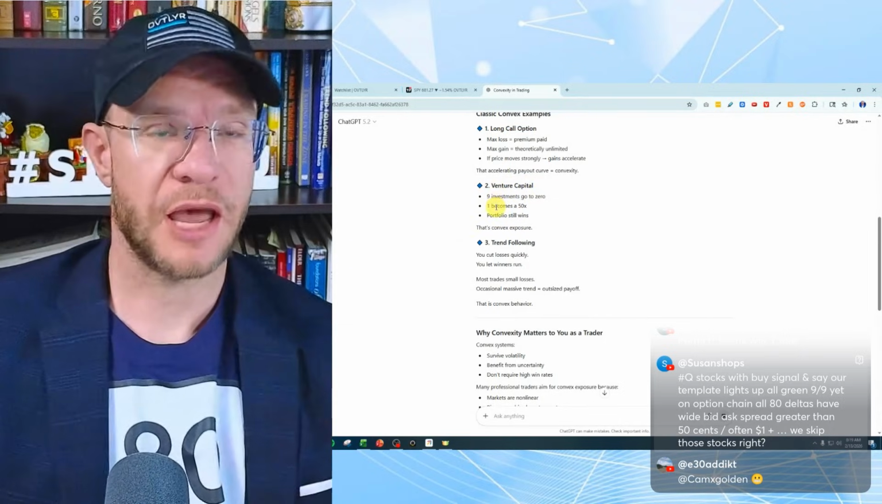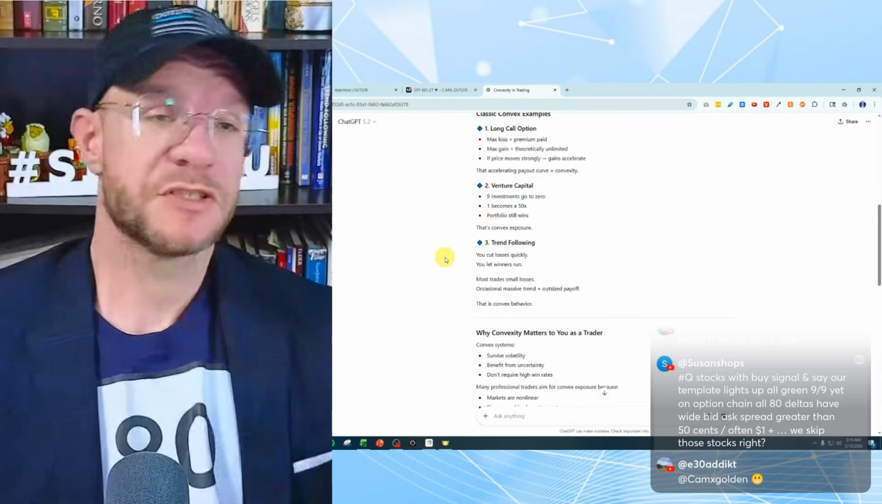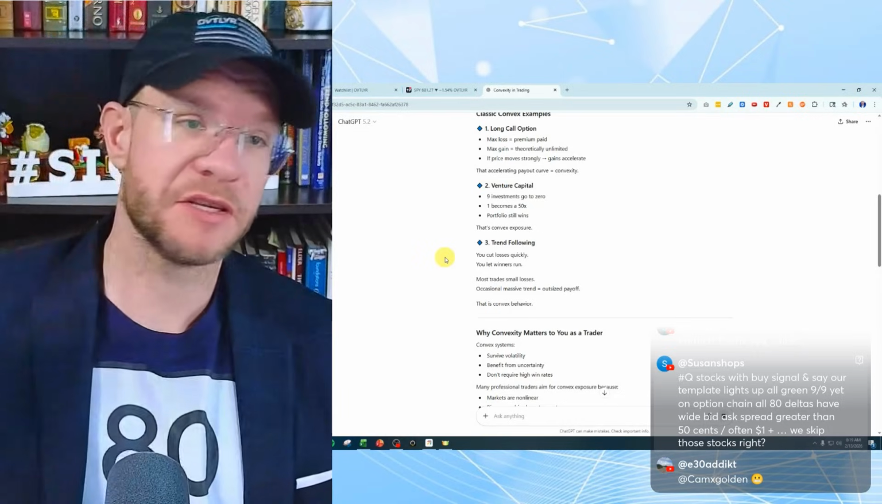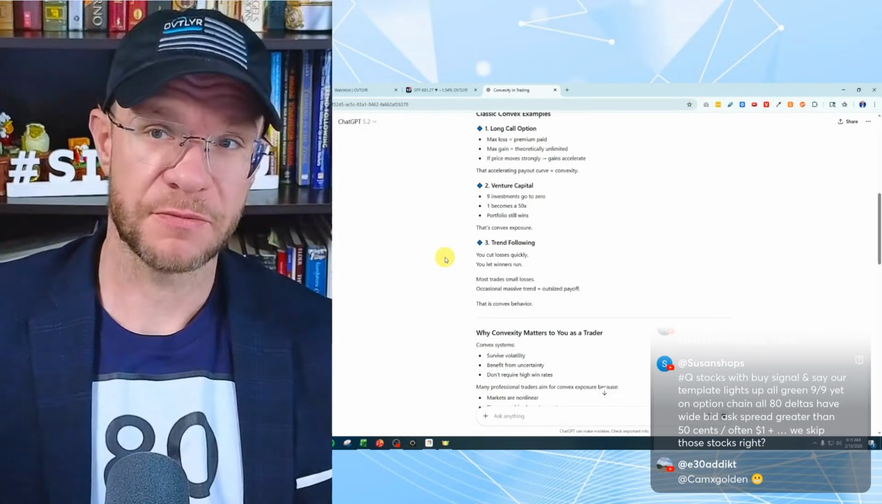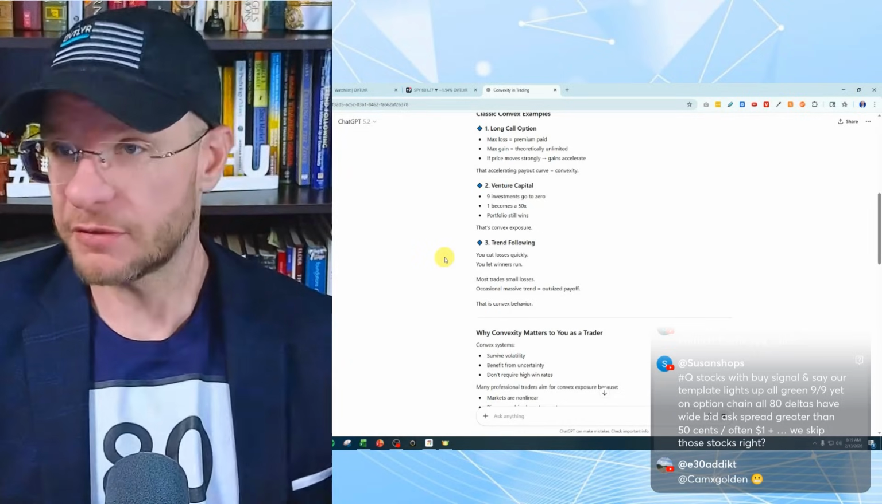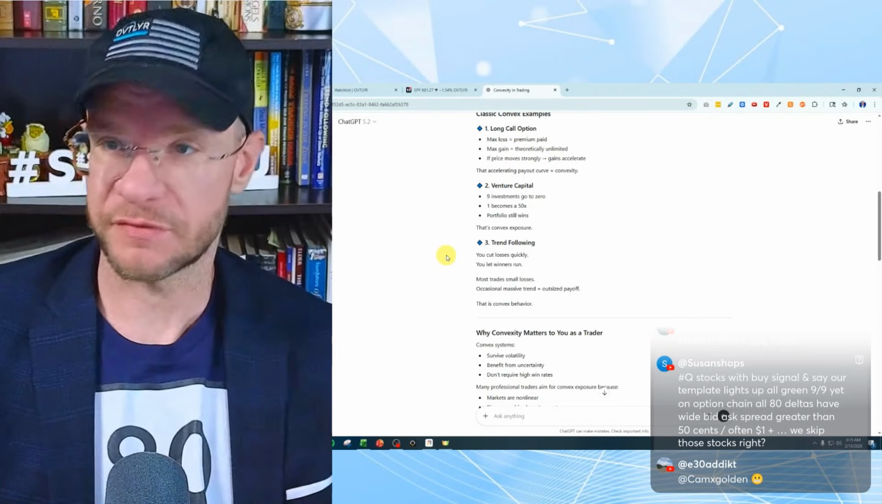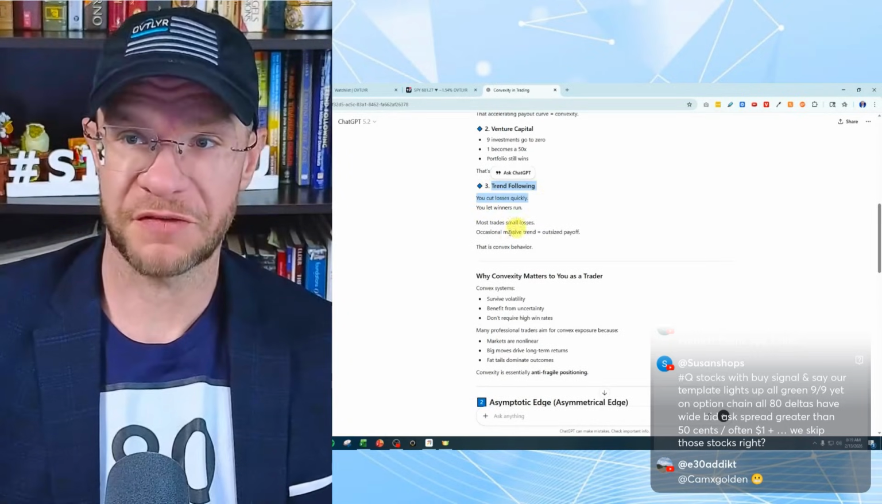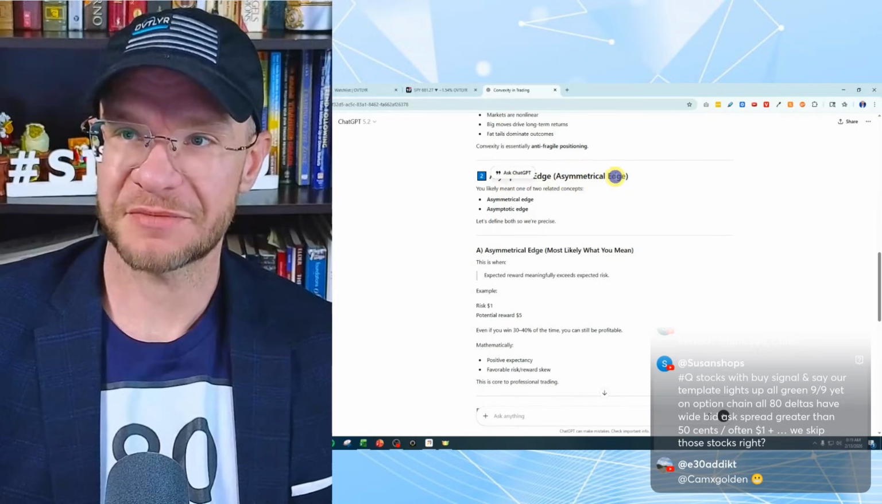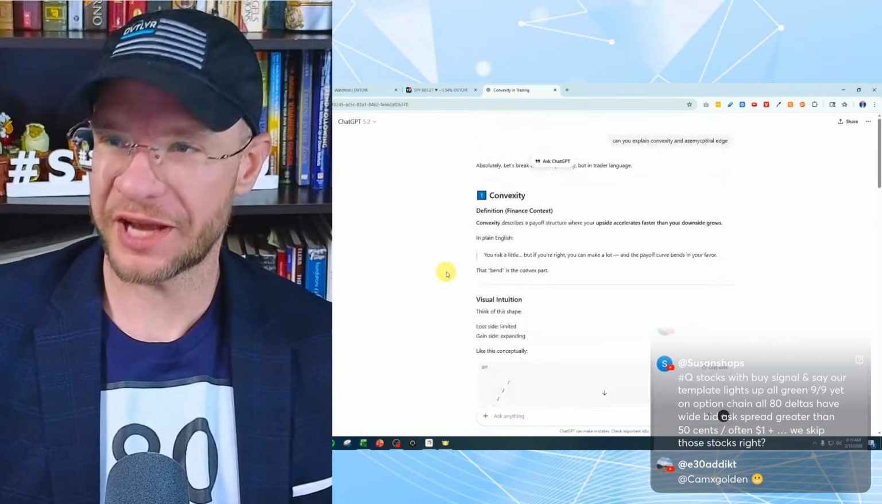Let's say you're a venture capitalist. You invest in companies. Some of the companies are going to make bazillions of dollars. Some of them are going to go to zero, right? One company could be worth 1,000 times what you invested into it. Trend following, perfect example. An asymptotic edge. There you go. Look at how poorly I spelled that.